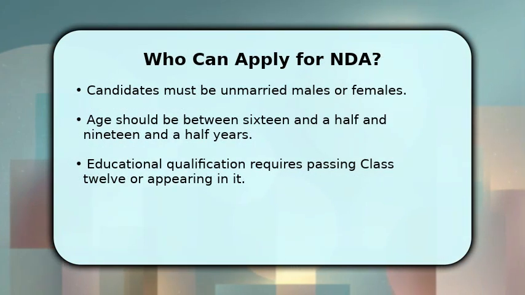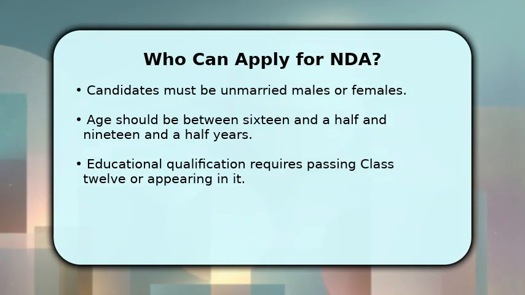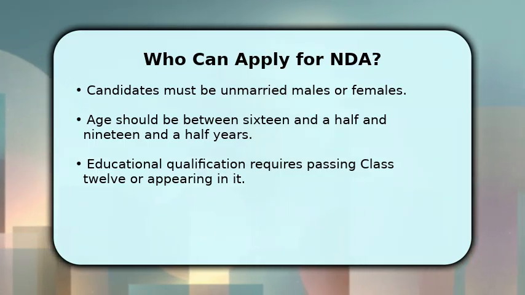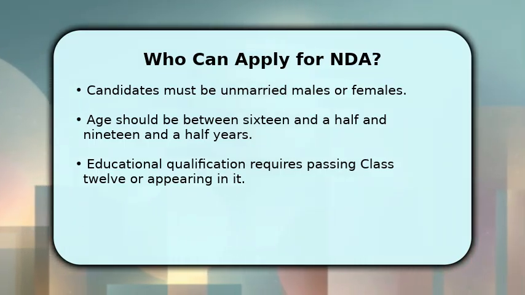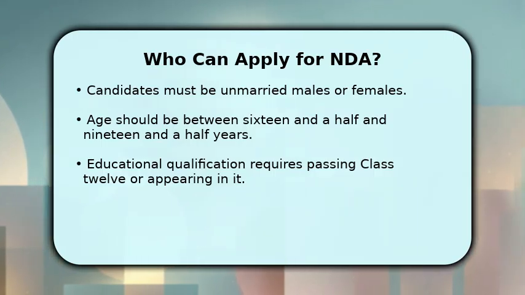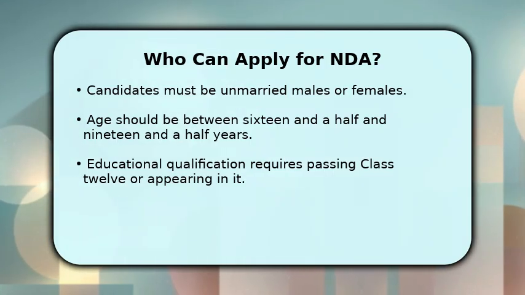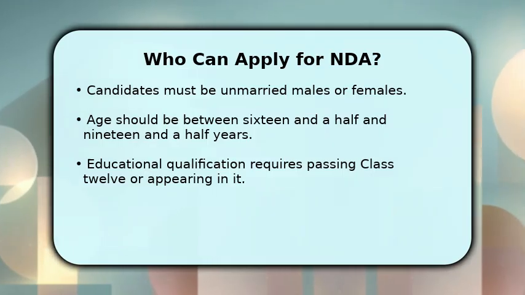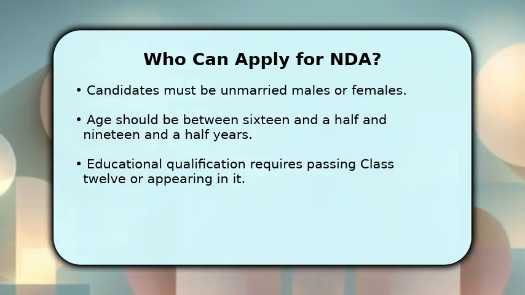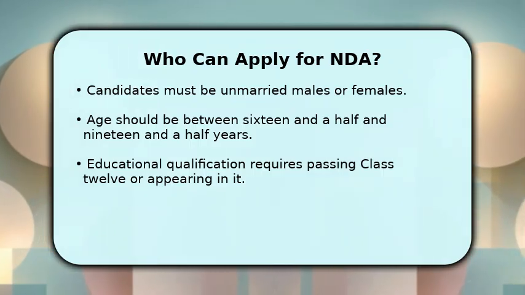To be eligible for the National Defense Academy, candidates must be unmarried, both male and female. Your age should fall strictly between 16 and a half and 19 and a half years. For educational qualifications, you need to have passed or be appearing in your Class 12 examination. Specifically, for the Navy and Air Force wings, physics and mathematics are compulsory subjects in your Class 12 curriculum. Ensure you meet these fundamental requirements before proceeding.